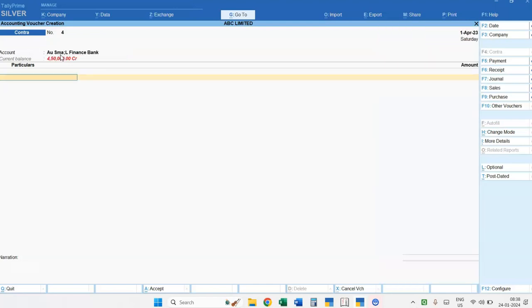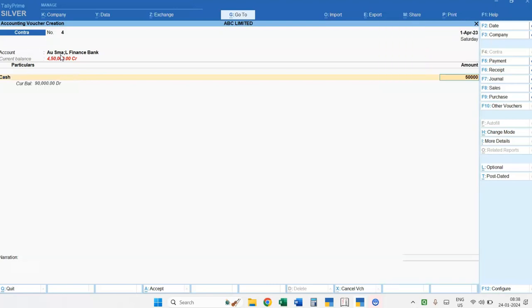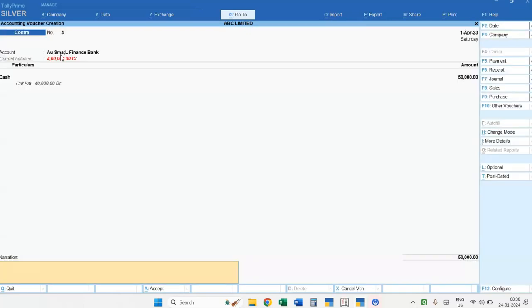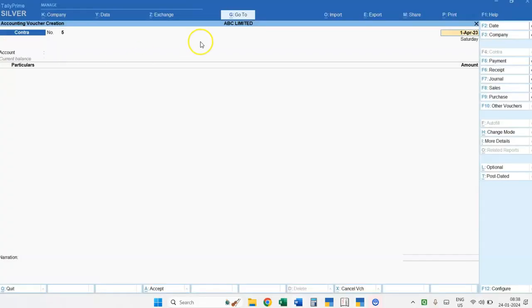So the account in which money is coming in will be on the top side in the contra entry in the single entry mode. And here you will write down cash, and here I will write down the amount and press enter. My entry will be saved. In this way in TallyPrime 4.0 you will make the entry for receipt, payment or contra transaction via single entry mode.